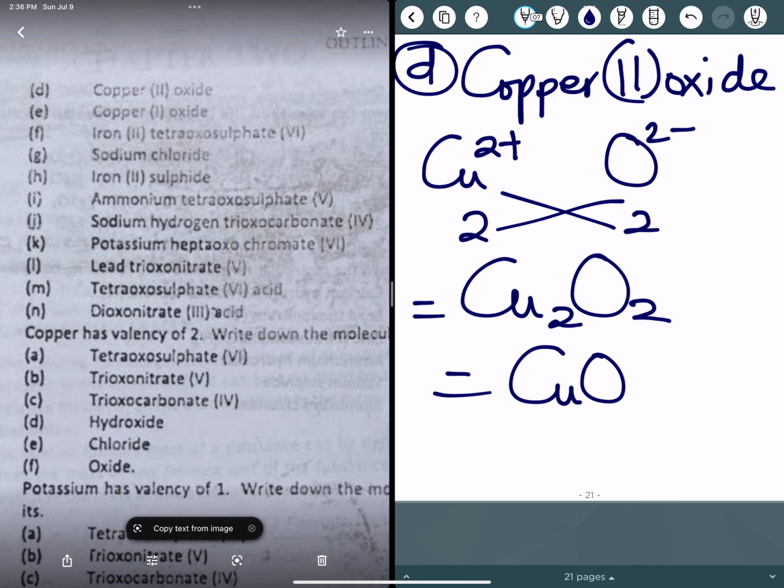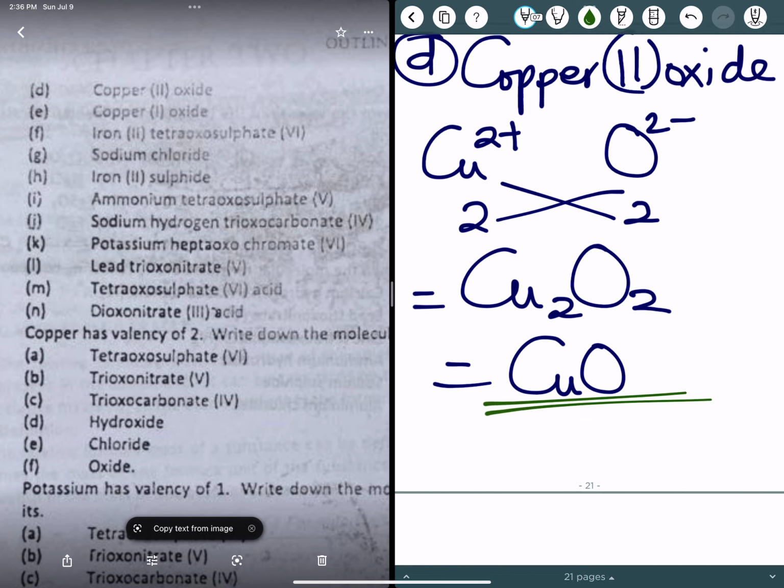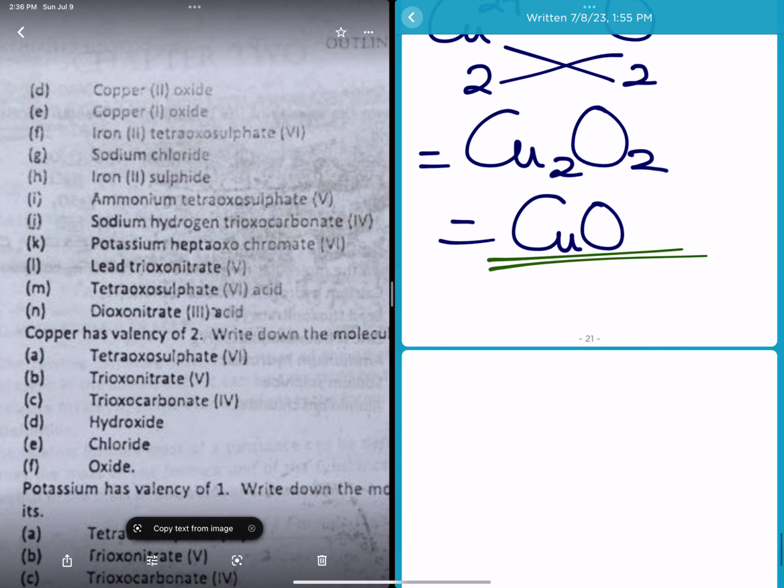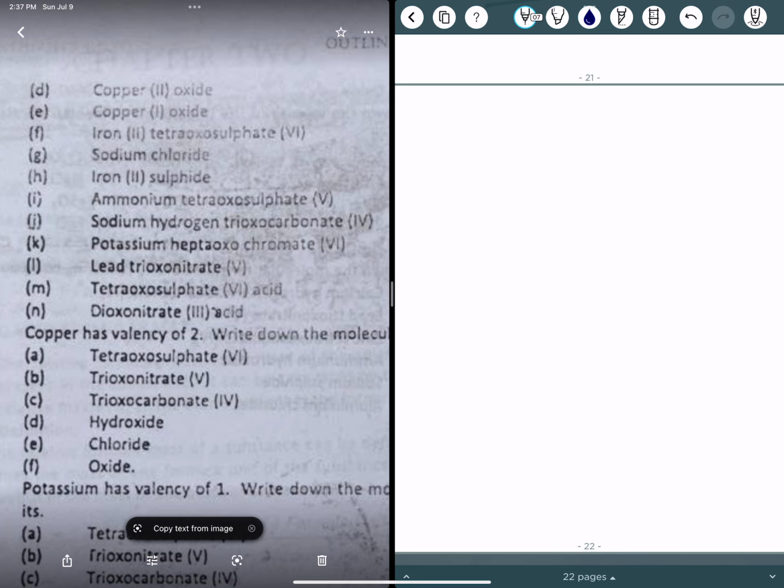If I remove these 2's by division, because they are similar, I will get Cu1O1. But because we don't write our 1, I can remove the 1's and get CuO. That's the molecular formula of copper 2 oxide. Let's go to the next question. Copper 1 oxide.